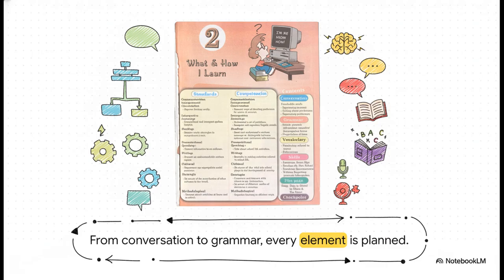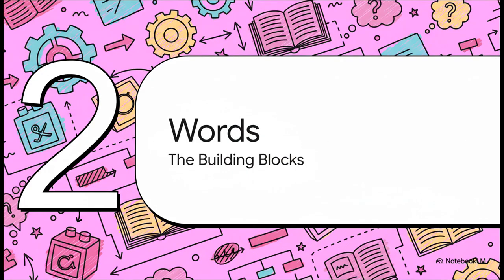And this is how that blueprint actually starts to look to the student. The contents box is basically the itinerary for their learning journey. It's all laid out: conversation, grammar, vocabulary, skills. See? Nothing is random. Every single piece is planned out. So let's dig into the first layer of this structure.